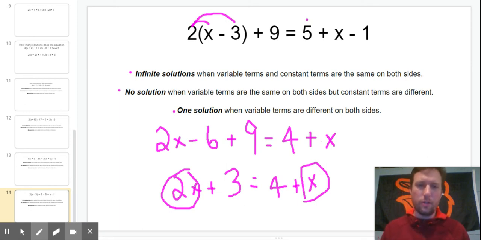And now it's your turn. So what I'd like you to do is work through some problems where you are determining the number of solutions to a linear equation.